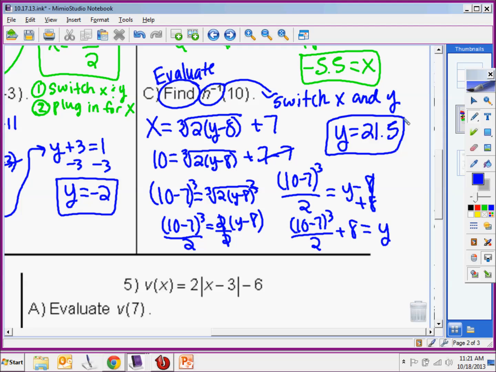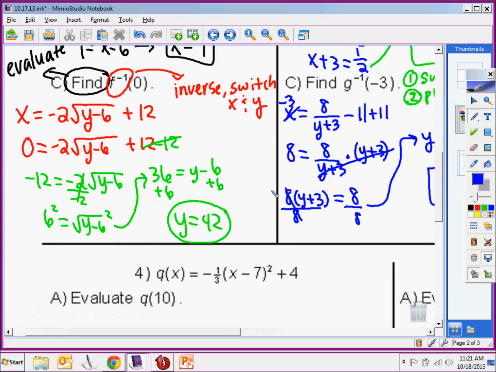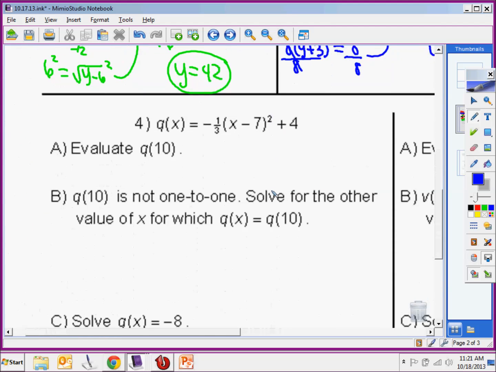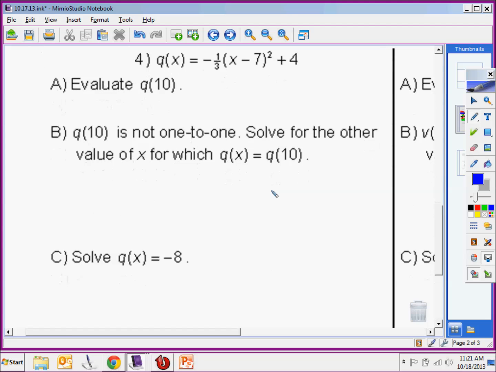Okay? Let me draw my arrow real quick so you can know where I went for my next step. All right, any questions? Okay. Let's go down here. I'm going to do 4 with you, and then 5 I'm going to leave you to do on your own.